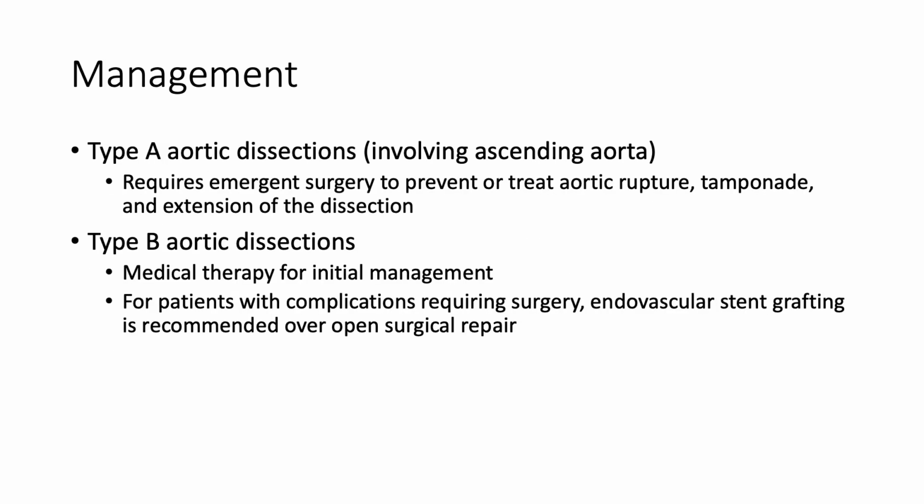So type A aortic dissections, which involve the ascending aorta, do require emergent surgery. Type B aortic dissections often will just be managed with medications, but some patients may require surgery, and typically that will be done with endovascular stent grafting.